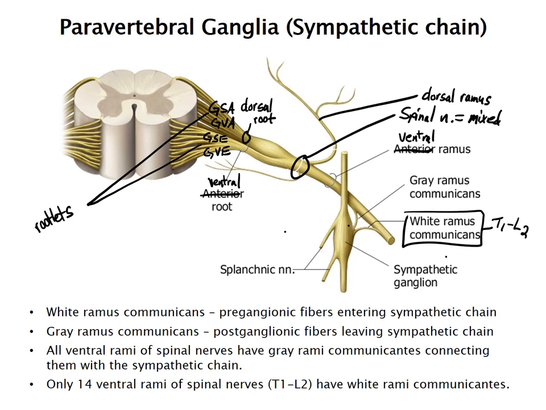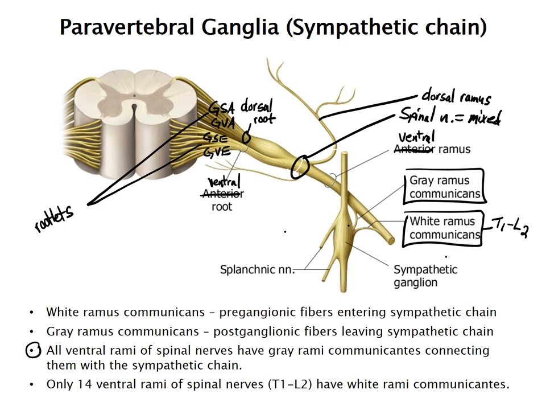For the purposes of our analogy, we'll consider the gray rami communicans to be the off-ramps. These communicans are unmyelinated, giving them a gray appearance histologically, hence their name. Let me also mention that all ventral rami of spinal nerves have gray rami communicans connecting them with the sympathetic chain directly, whereas the white rami communicans again are only connected through T1 to L2.